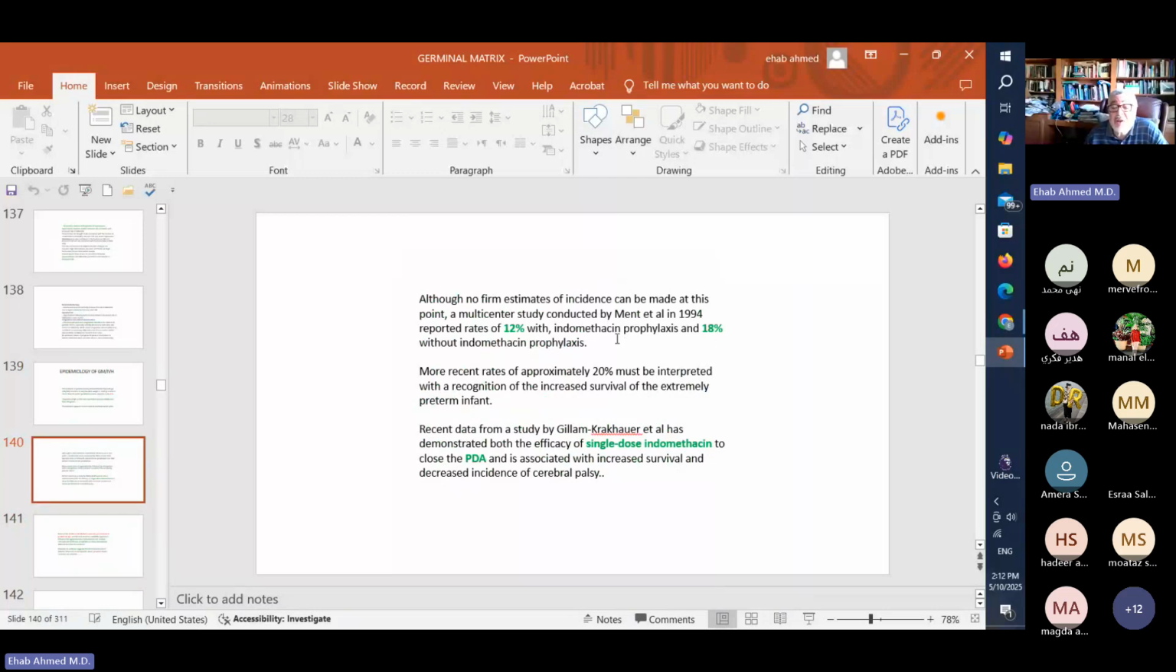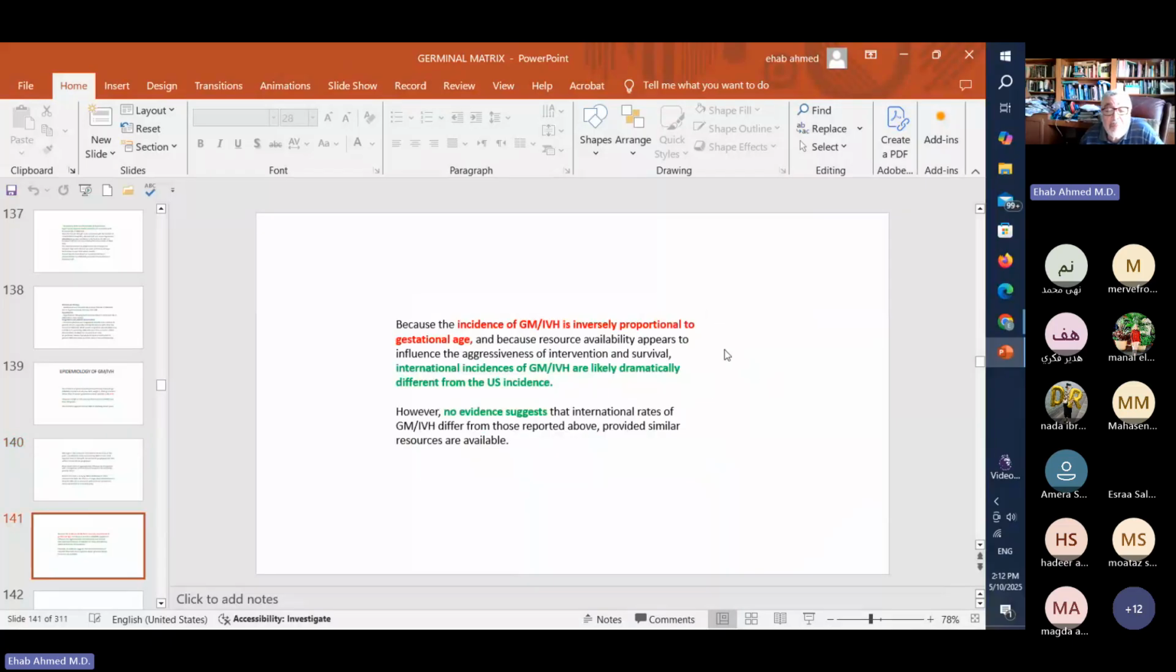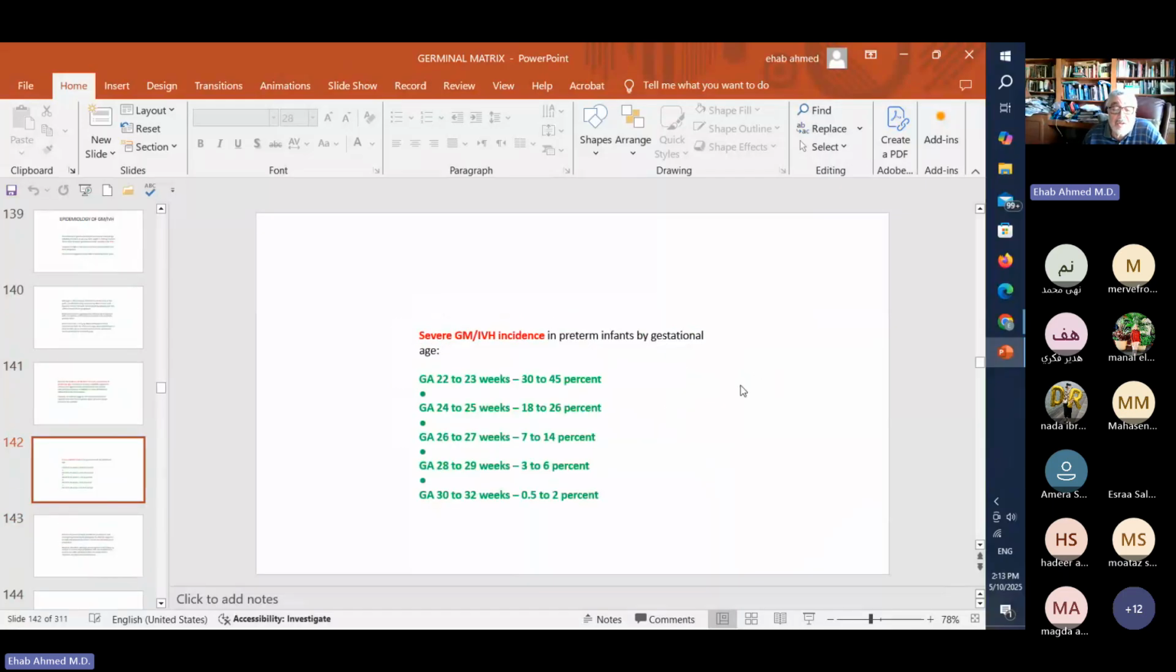Different studies were done depending on what preterm babies the study was conducted on, so the incidence will vary. And GM-IVH is inversely proportional to the gestational age.